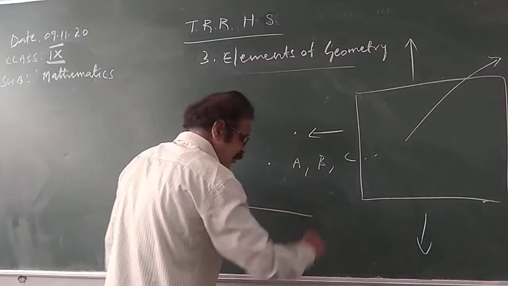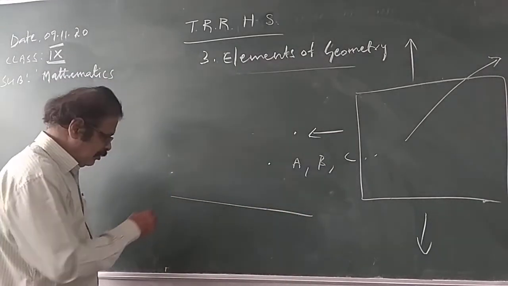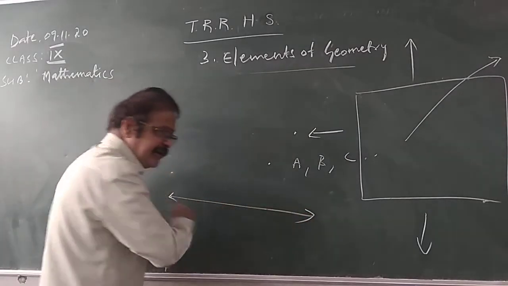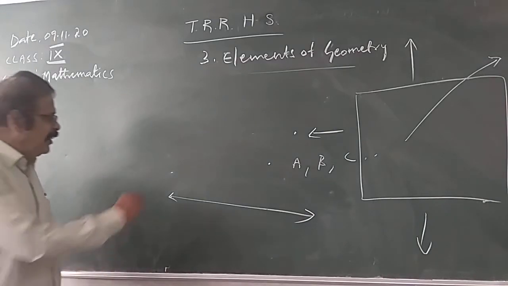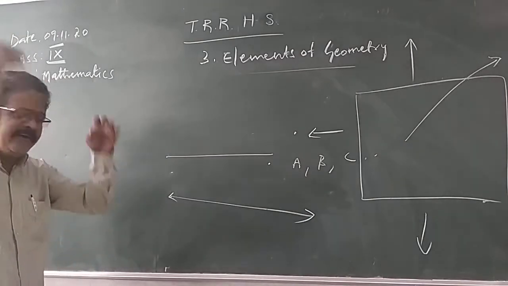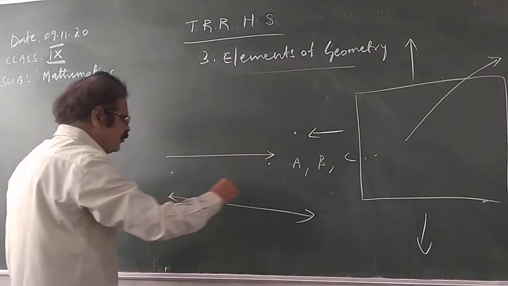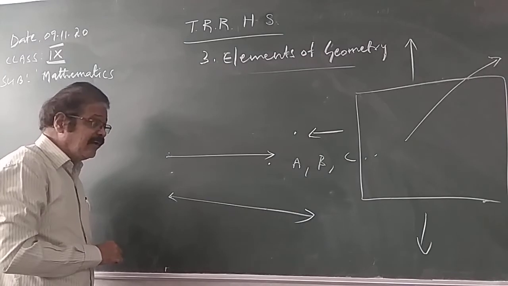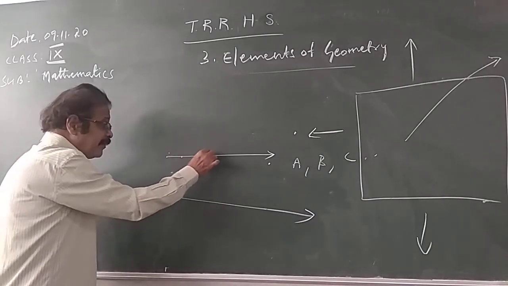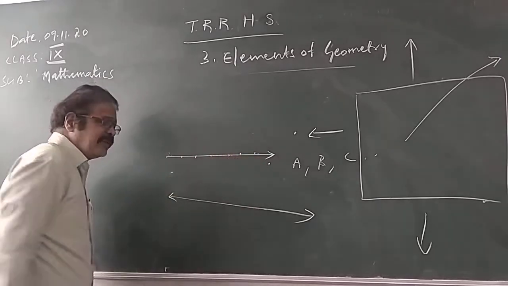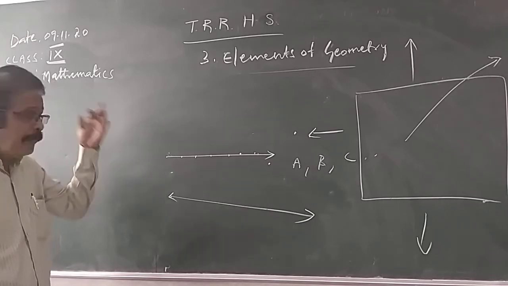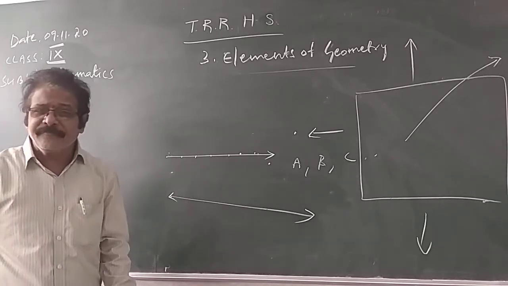Line. This is a line, you know that. A line can be extended indefinitely. A line has only a starting point, no ending point. Where it ends, you don't know. It can be extended indefinitely. We can mark so many points on the line, as many points as we like.